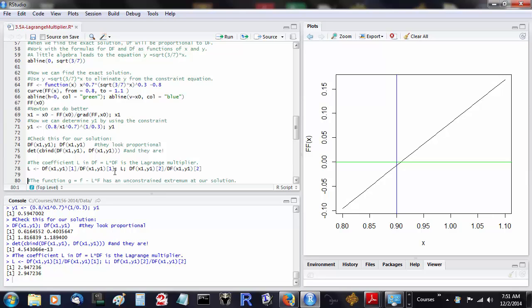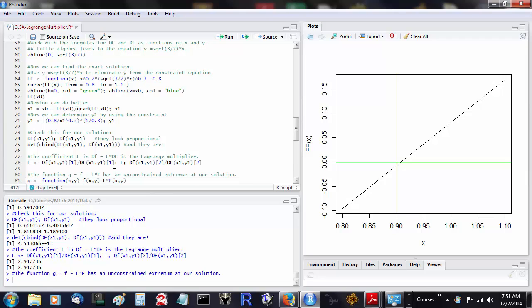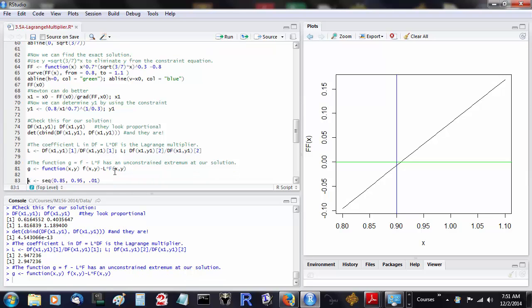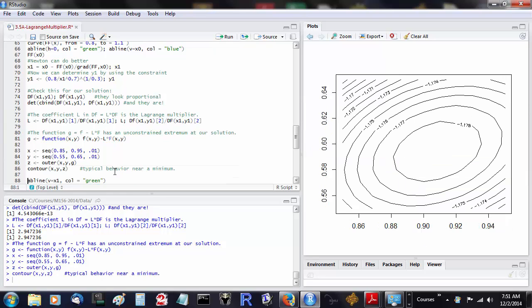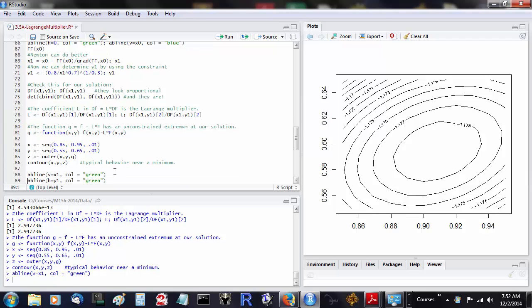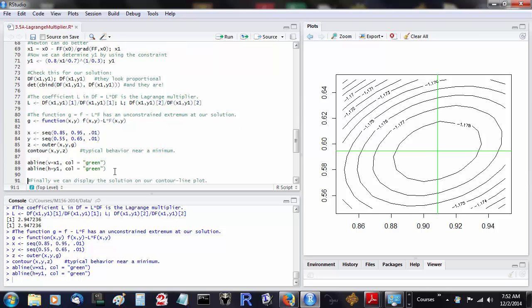Now think about it. If we form the function little f minus the Lagrange multiplier times capital F, then that has a Jacobian matrix that's exactly 0 at our solution. It has an unconstrained extremum. So let's make that function, and let's plot it. You look at those contour lines and you say, I know what's going on. In the middle of that ellipse, we've got a minimum. And there it is. So we've solved the problem.